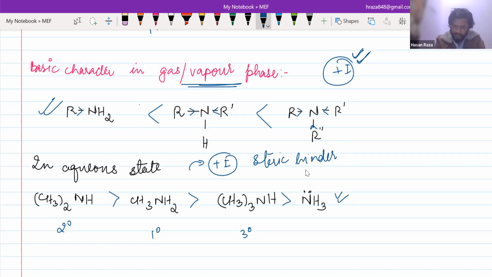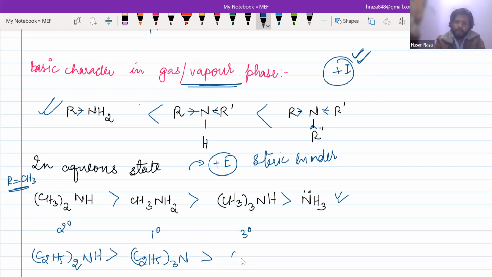Steric hindrance, there will be formation of hydrogen bonding and all. That's why when the R is equal to methyl group, secondary will be the most basic, then primary, then tertiary, and then comes NH3 at last. In the same way, if you are going for this methyl as a R group, then secondary will be the most, then comes your tertiary, then comes your primary, and then comes your NH3.